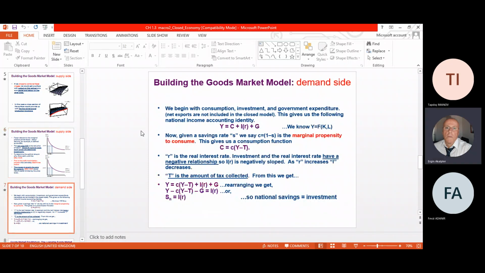Building the goods market model. Now the demand side, we are looking to the right side. We begin with consumption, investment, and governmental expenditures. As I mentioned to you, net exports are not included in the closed economy, because we are concentrating on the closed economy.